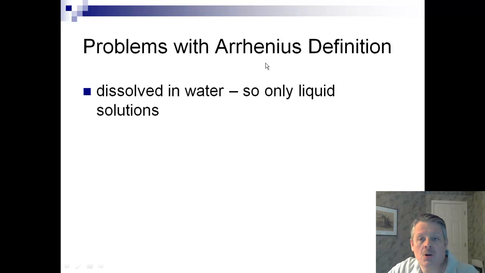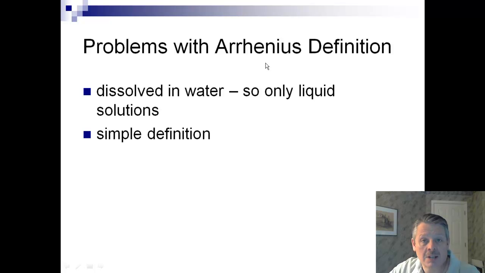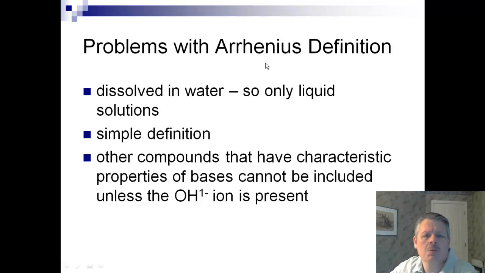All right, now there are some problems with the Arrhenius definition. The biggest problem is the Arrhenius definition says acids and bases need to be dissolved in water, so we can only have liquid solutions. That's too simplistic a definition because there are some other compounds that have characteristic properties, specifically of bases, that cannot be included unless the OH-1 ion is present. Okay, so for example, NH3 is an example of one of these bases, and you'll say, well, wait a minute, NH3 does not have an OH anywhere.